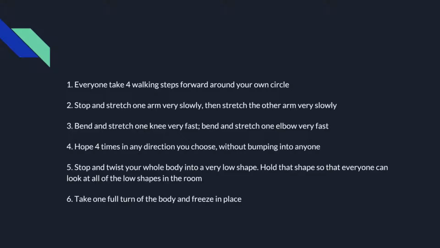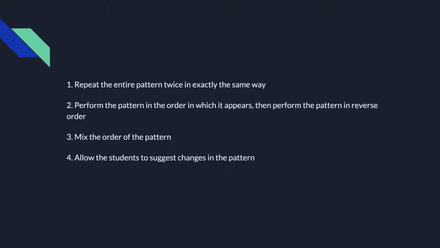Stop and twist your whole body into a very low shape. Hold that shape so that everyone can look at all of the low shapes in the room. Take one full turn of the body and freeze in place. This pattern can be practiced a few times until the students are familiar with the movement. Then it can be changed or extended in the following ways.